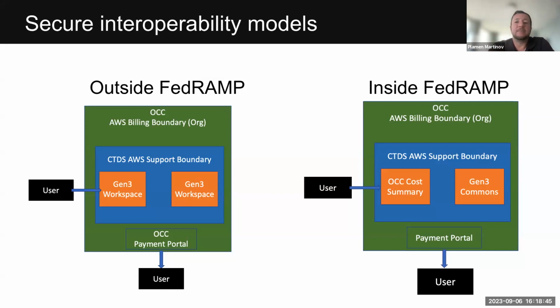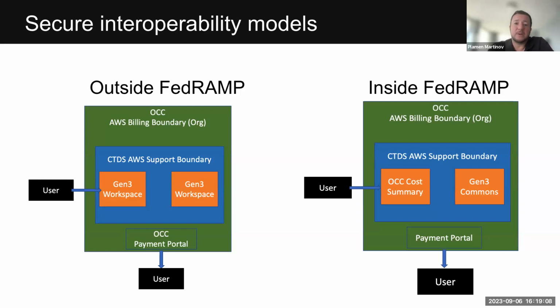So in the FedRAMP component, there are two different models. There's actually a third model, which I can discuss later. But ultimately, when dealing with interoperability between different organizations and different Gen3 systems, they could be outside the FedRAMP scope, or they could be inside the scope.